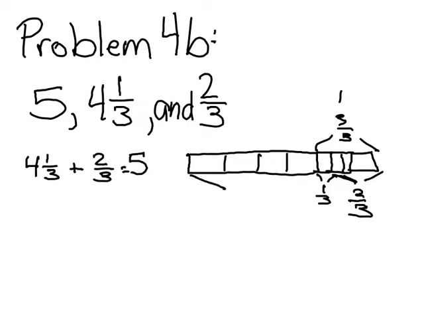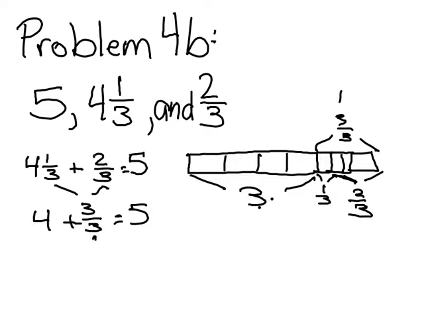And I know that this is 3. So when I add up these two fractions, I end up with 3/3. And if I add this, it would be 4. And this would equal 5, because this one right there is 1.